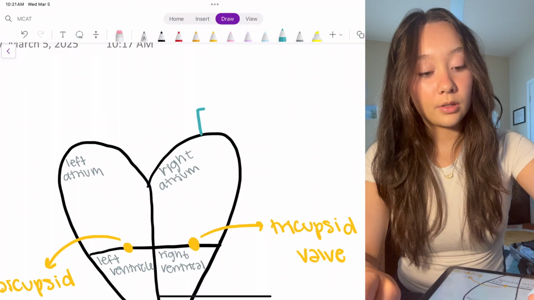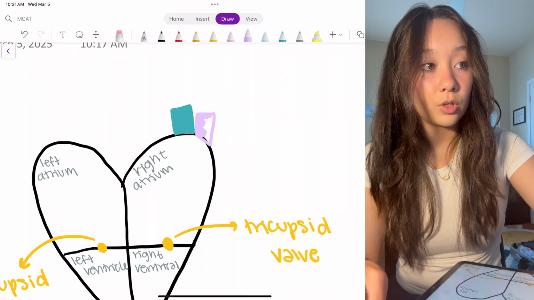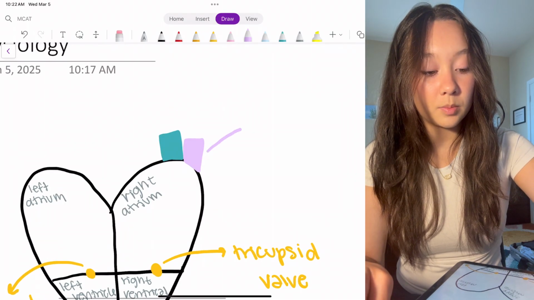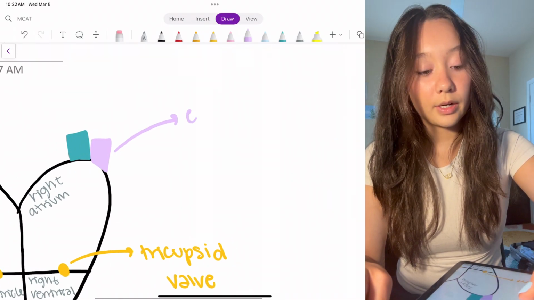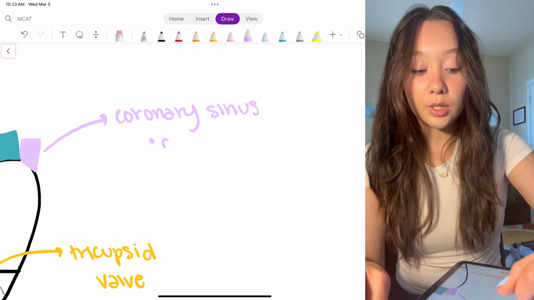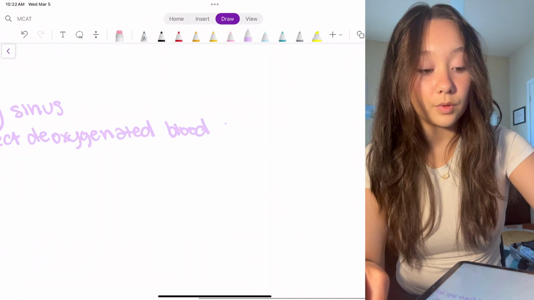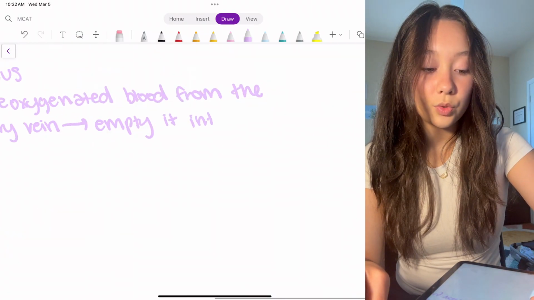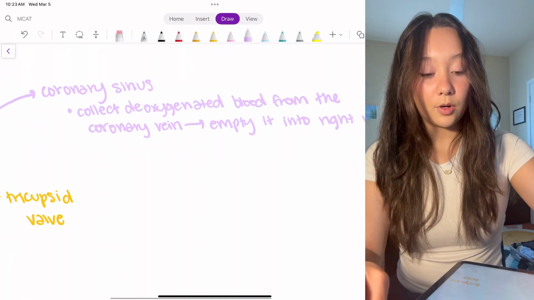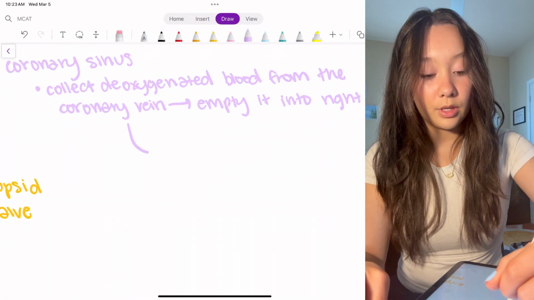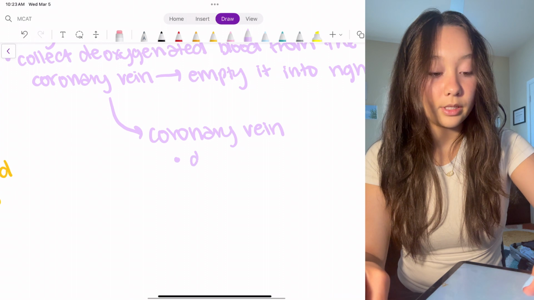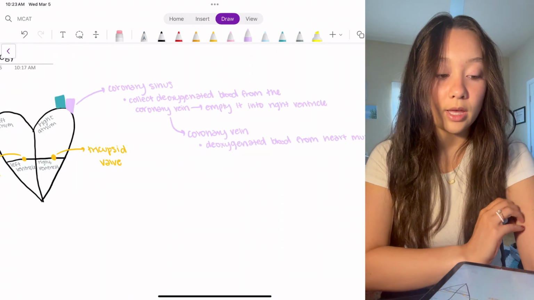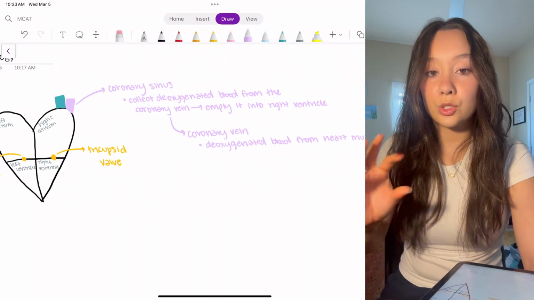Now up here, we have these 2 little structures called the Vena Cava and the coronary sinus. Let's start with this purple one. This one is the coronary sinus. And this is going to collect deoxygenated blood from the coronary vein, and then it's gonna empty it into the right ventricle. Now, we can also just go ahead and note here that the coronary vein carries deoxygenated blood from heart muscle.